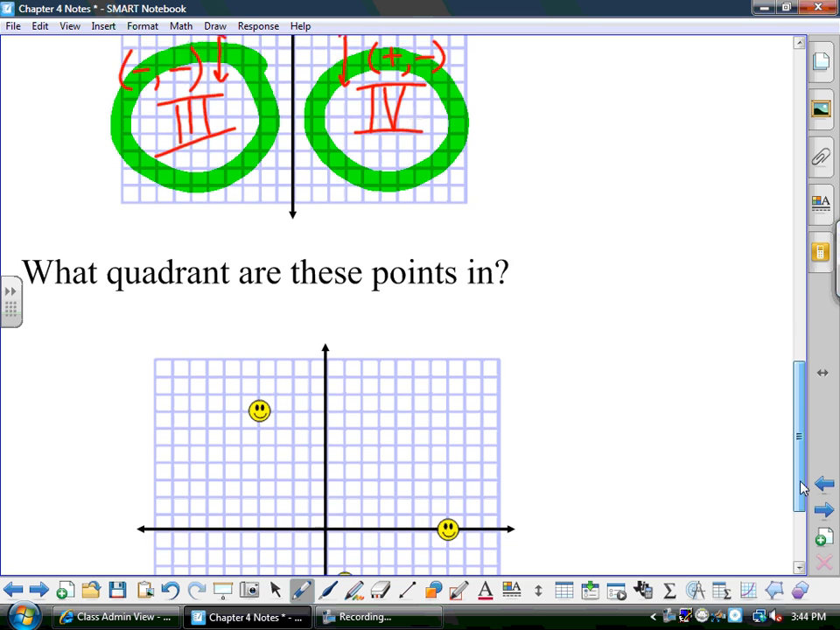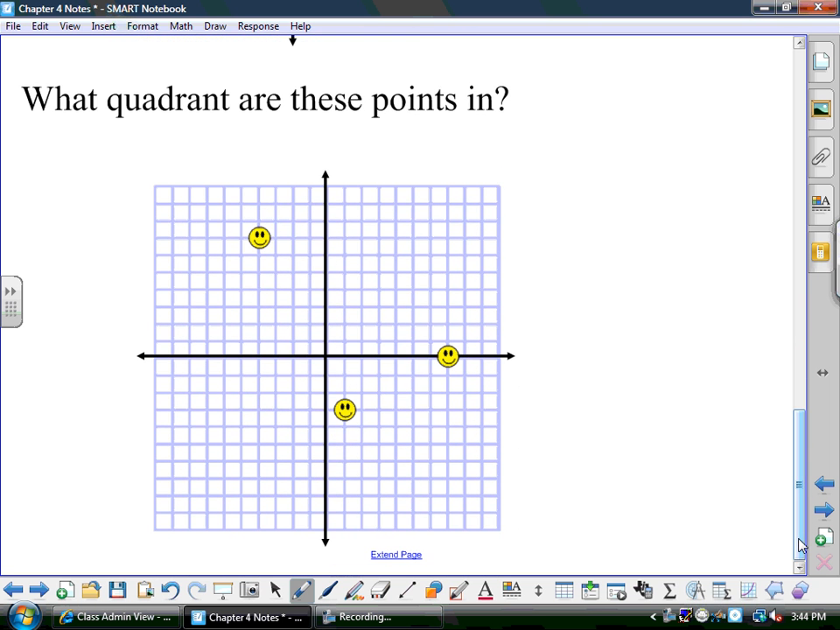So let's look and decide which quadrant these points are in. Take a minute, pause the video, and try to figure out which quadrant they are in on your own, and then we'll go over it together.